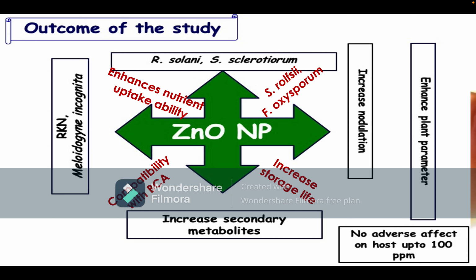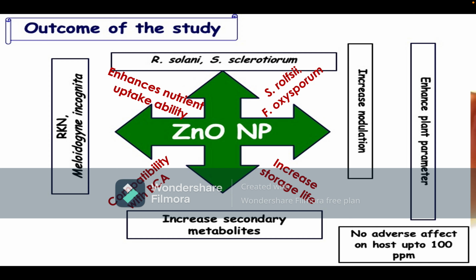The zinc oxide nanoparticle has the ability to suppress the growth and development of the pathogen. They can protect the plant from the attack of different types of biotic stresses. They have the ability to enhance the secondary metabolites of the plant. They can activate systemic resistance within the plant. They enhance the plant growth parameters, and they also help the plant in enhancement of nutrient uptake. They increase the storage life of crops like chickpea.